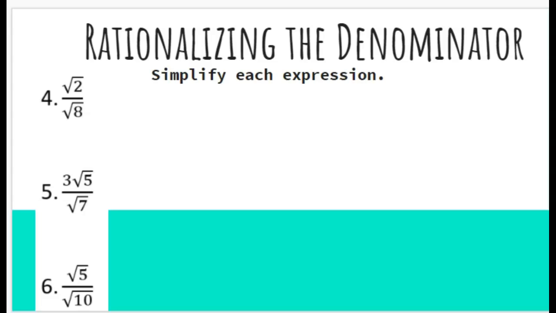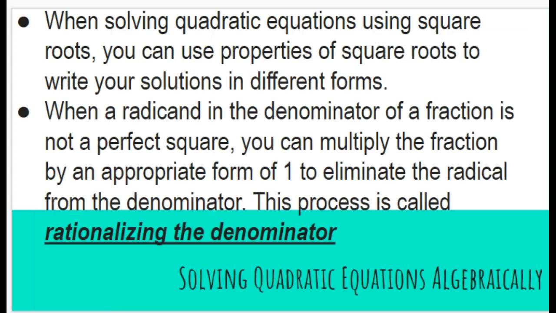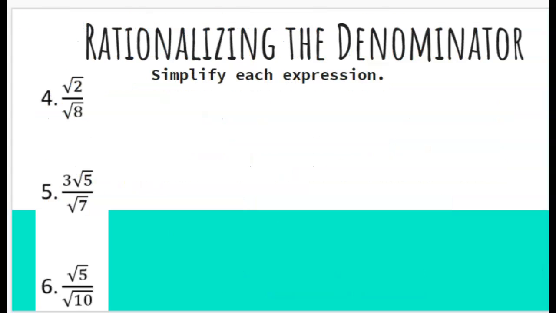Now what we're going to focus on is the second step to what we're doing today, and that's rationalizing a denominator. Okay. What I want to do real quick is show you this is in direct relation to the second bullet point for the day. When a radicand in the denominator of a fraction is not a perfect square, you can multiply the fraction by an appropriate form of 1 to eliminate the radical from the denominator. Okay, these are the problems that we're going to do. Let me get it set up for you.